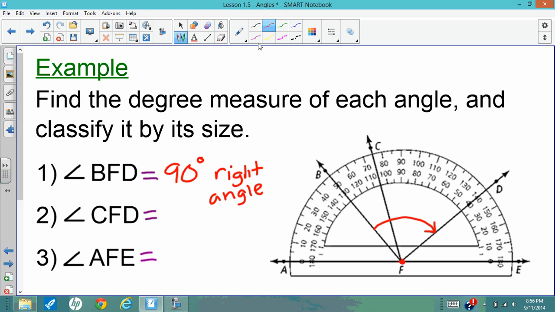Angle CFD is the distance from ray FC to FD. And we can count again. Now we're starting in the middle of 70 and 80. 10, 20, 30, 40, 50, 60, 65 degrees. So that makes angle CFD an acute angle.